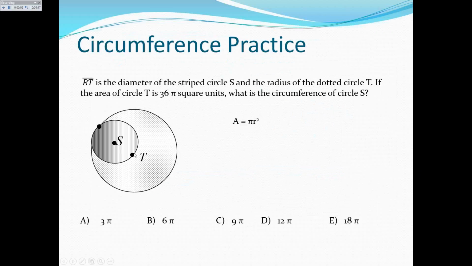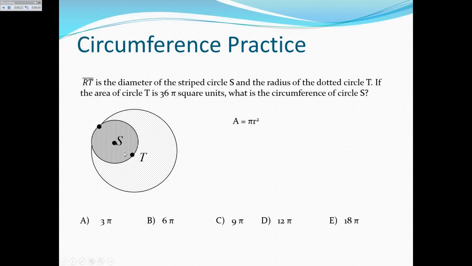Another one. This looks ominous, doesn't it? But it really isn't. RT is the diameter of the striped circle. So let's just look at here. Here I've left the R out. RT is the diameter of the striped circle, and it's the radius of the dotted circle.